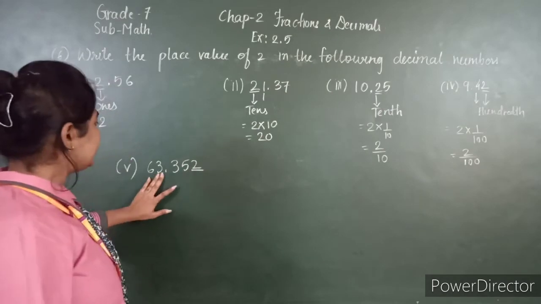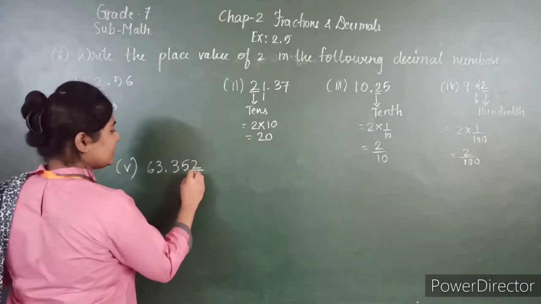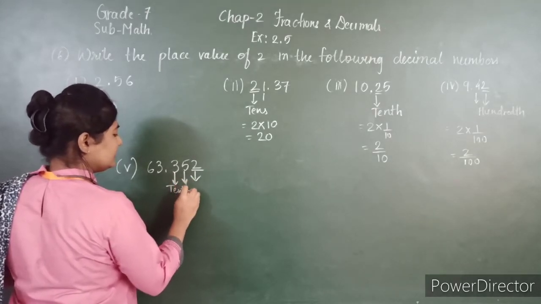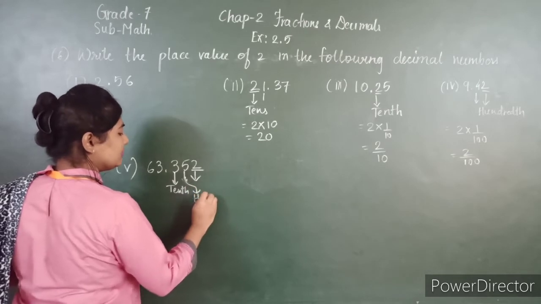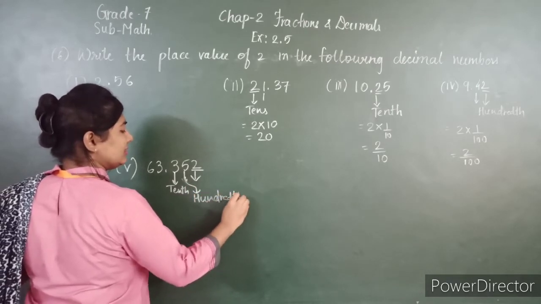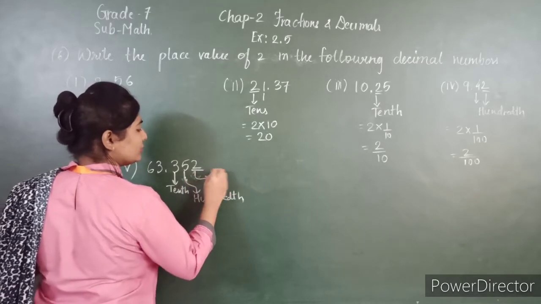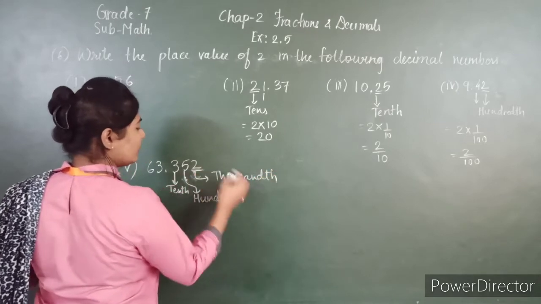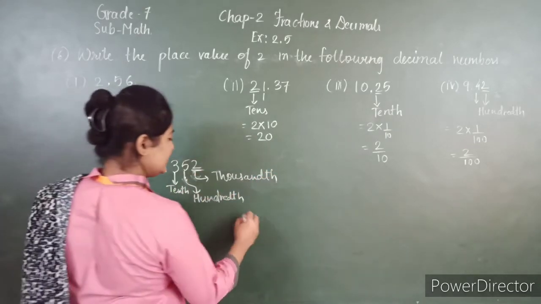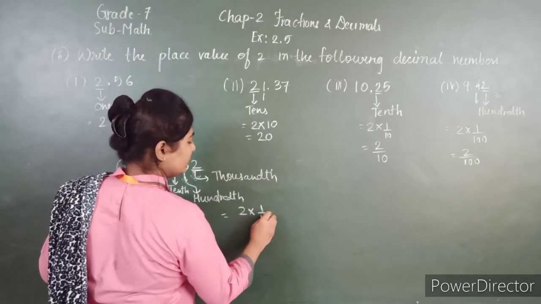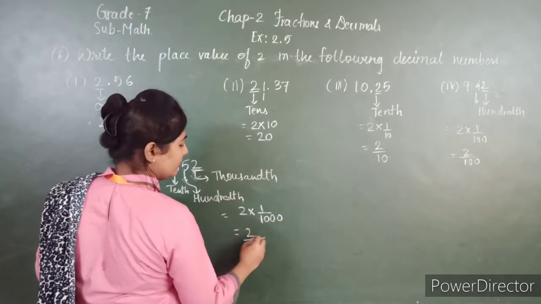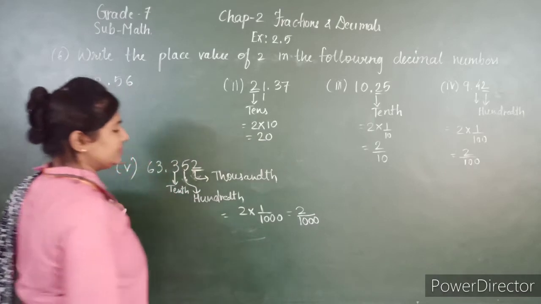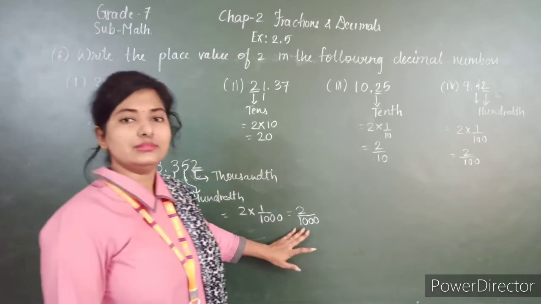Now next question, 63.352. This place is considered as 10th, this is the 100th, and this place is considered as 1000th. So the place value of 2 here is 1000. So it is 2 into 1 upon 1000. So the place value of 2 is 2 upon 1000.